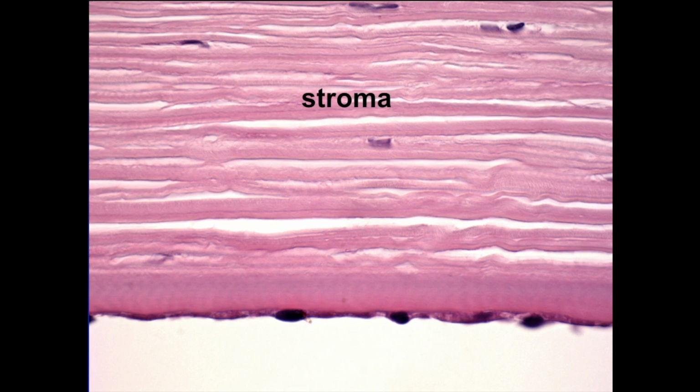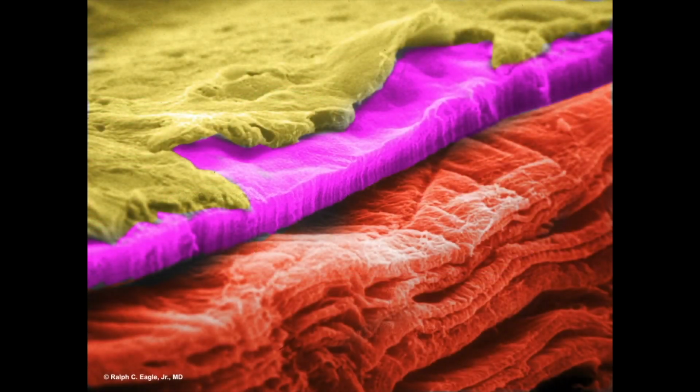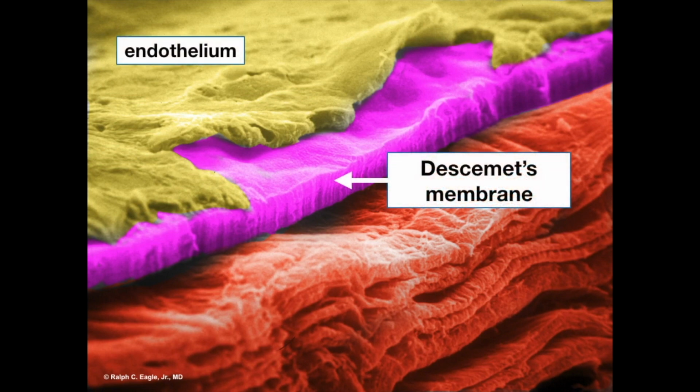A thick basement membrane called Descemet's membrane lines the posterior surface of the stroma. An extremely important monolayer of corneal endothelial cells is present on the posterior surface of Descemet's membrane. Descemet's membrane is secreted by the endothelial cells and thickens with age. Descemet's membrane stains positively with a PAS or periodic acid Schiff stain. This false colorized scanning electron micrograph of the posterior corneal surface shows the endothelium, Descemet's membrane, and the posterior stromal lamellae.